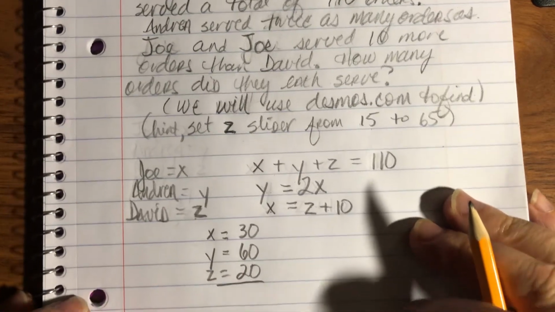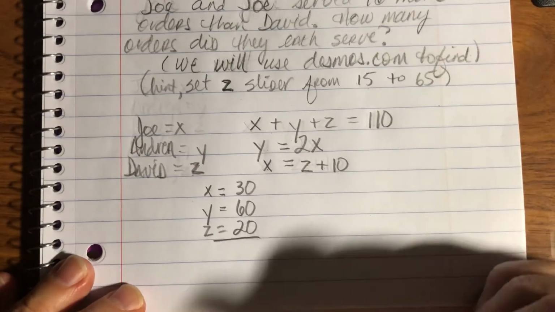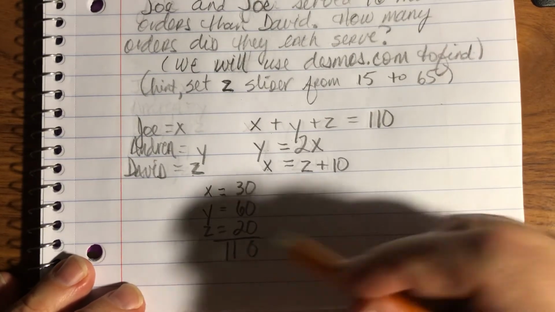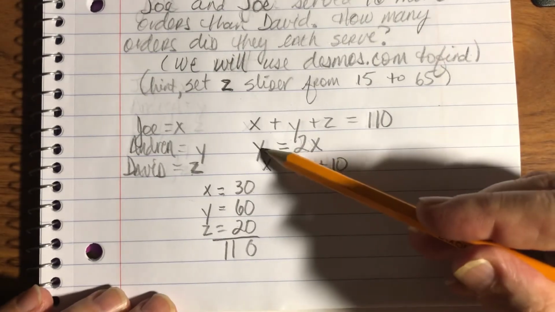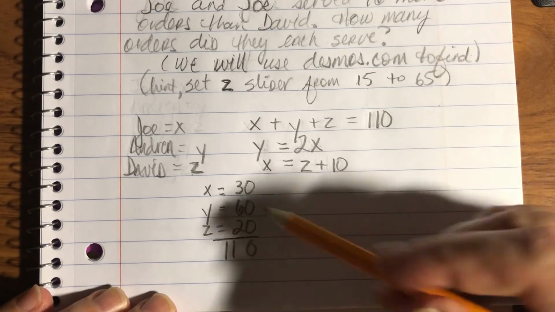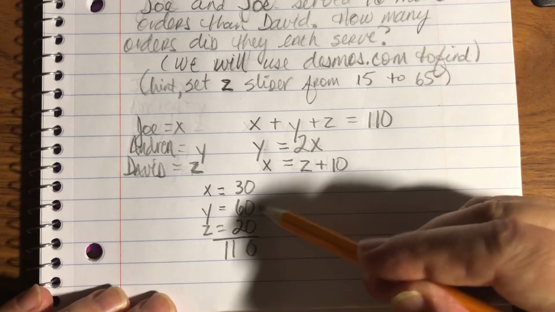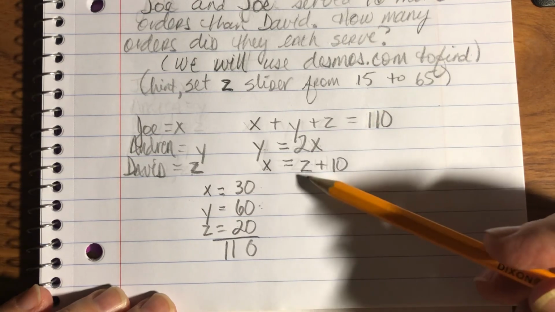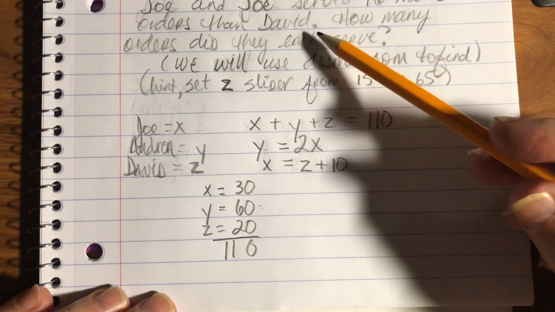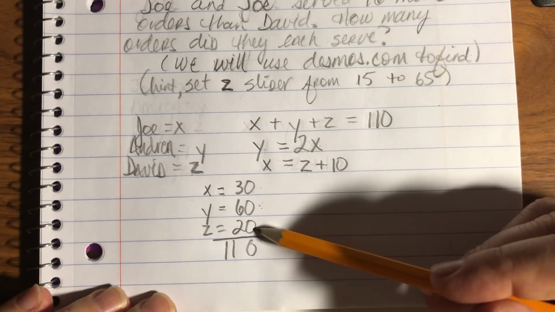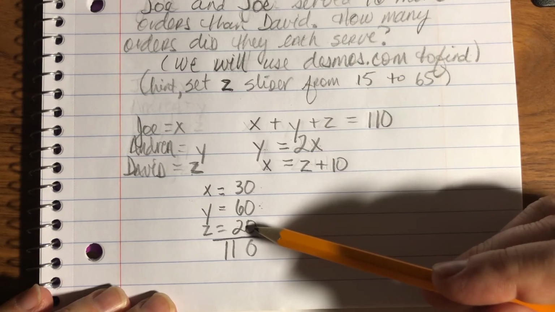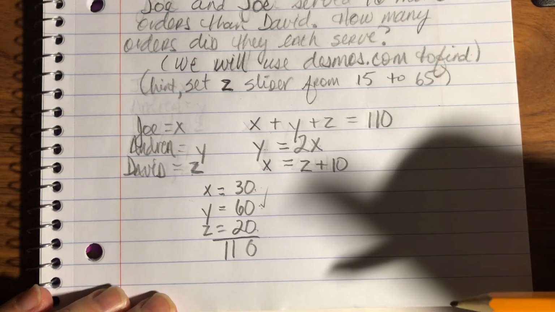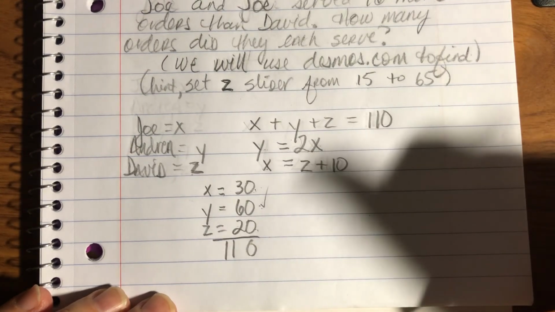Well, if we add those all up, 30 and 60 and 20, that will equal 110. Now, they told us that Andrea served twice as many as Joe. Well, if Andrea had 60, yes, 60 is 2 times 30. And they tell us that Joe served 10 more than David. Well, if David served 20, then 30 is 10 more. So this is correct. And this is the correct setup to give us that answer.